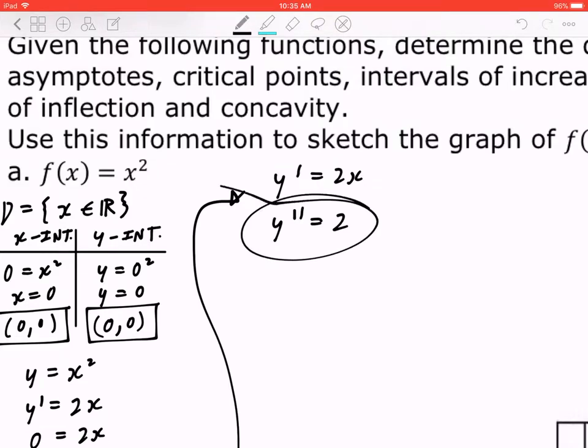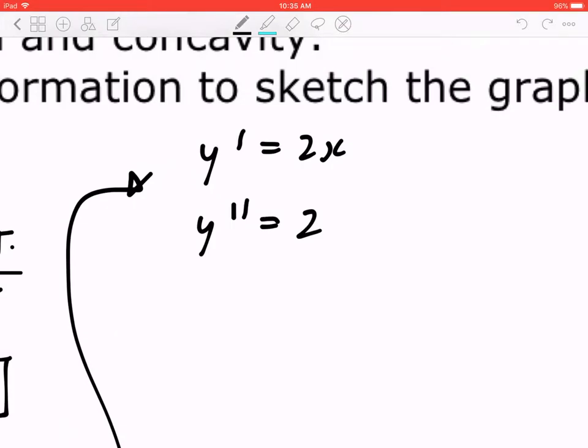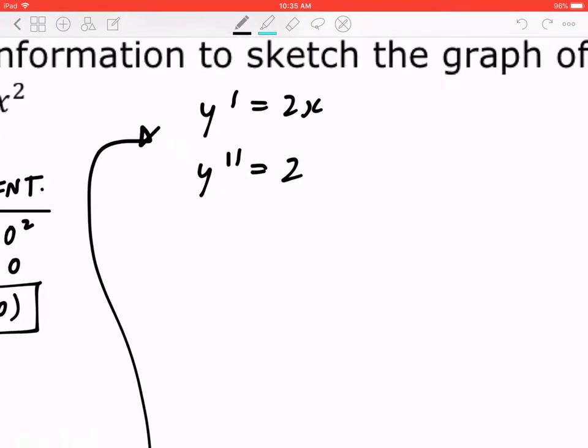But it is because the example we're doing is too straightforward. So when it's x squared, y double prime is going to be 2. Again, to find the inflection point, you set this to be 0, and you discover that 0 cannot be 2. So there's no solutions to this. Or you can say there are no inflection points or no points of inflection.